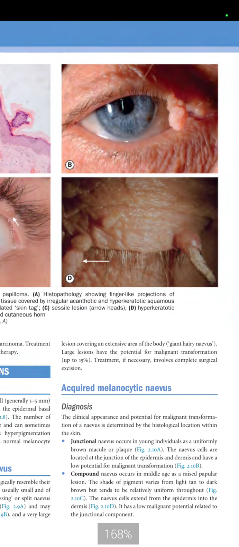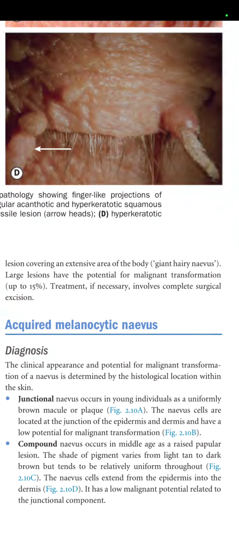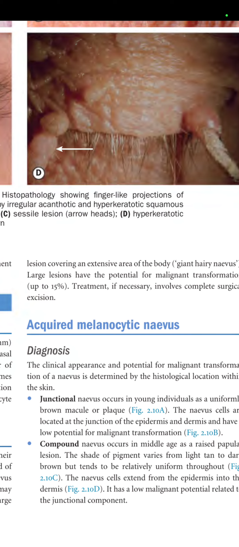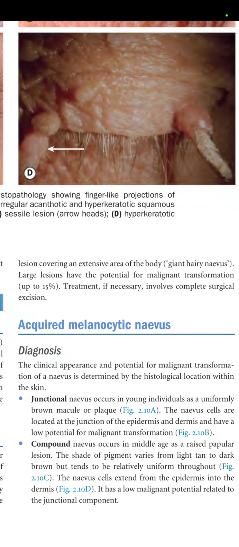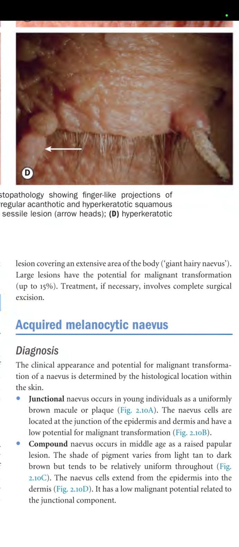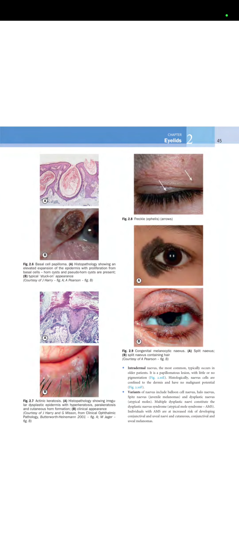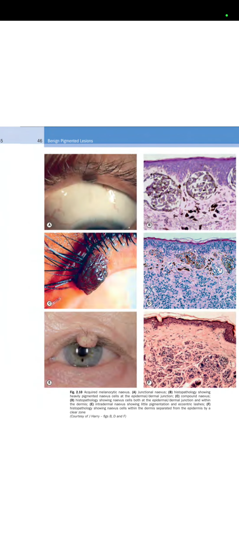Acquired melanocytic nevus. The diagnosis, the clinical appearance, and potential for malignant transformation of a nevus is determined by the histological location within the skin. So there are different types of acquired melanocytic nevi depending on the histopathology. It can be junctional, it can be compound, and it can be intradermal, and there can be certain variants of it.